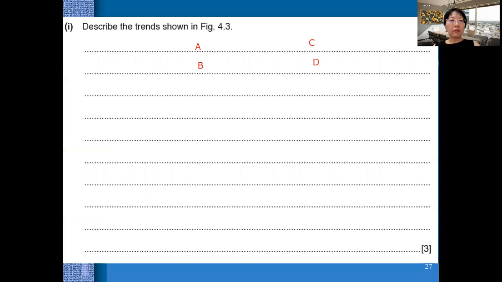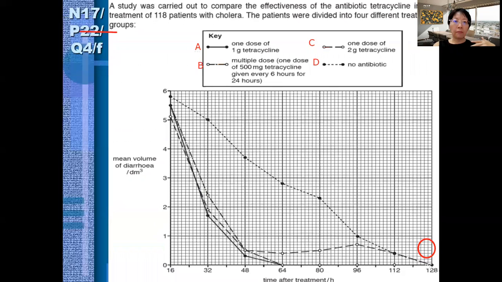So describe the trend. So the key word of the question here is describe. Okay, describe the trend shown in figure 4.3. Then look at the total number of marks is 3 marks. So you need to write 3 correct points to score the mark. So you're learning how to describe the trends in a graph. So what are the steps, systematic way for you to approach this kind of question? I'm going to guide you through now, okay?